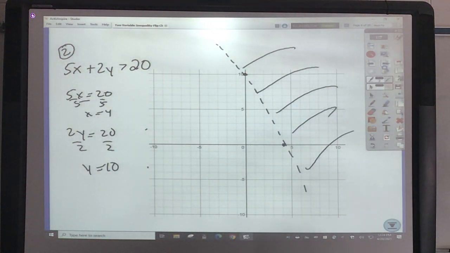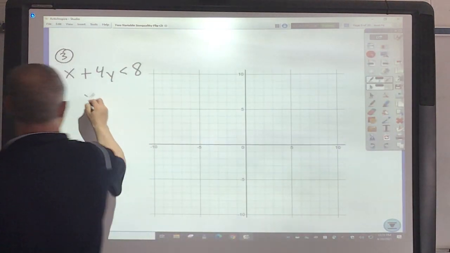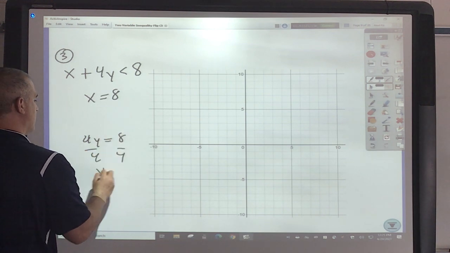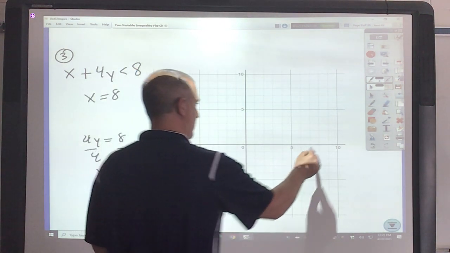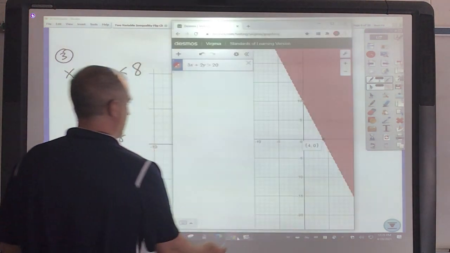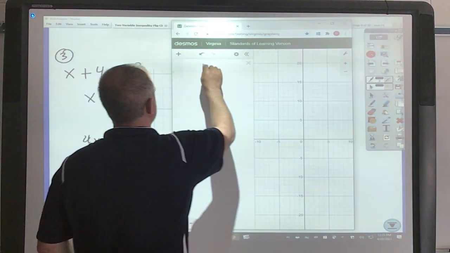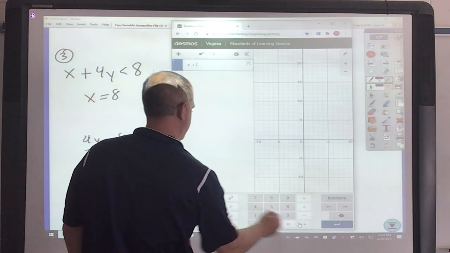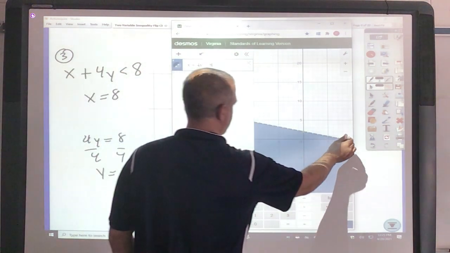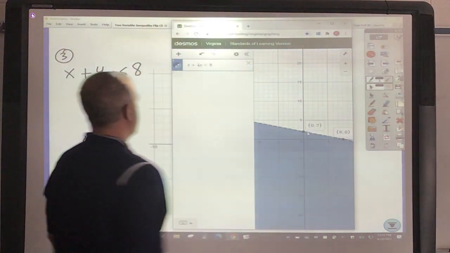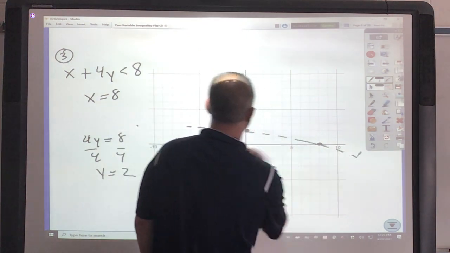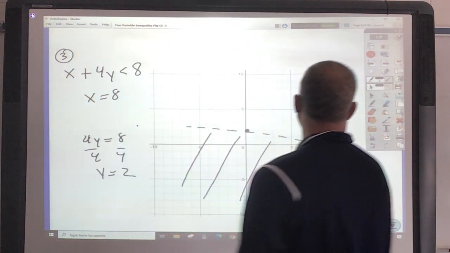Okay, all right, this one, I just got x equals 8. This one I would just divide by 2. I got y is 2. So I should have a point at 8. Should have put a point at 2. Okay, let's go ahead and confirm this. I should have a dashed line there too as well. Okay, so I got x plus 4y less than 8. Okay, so let's confirm that. I got an 8 and I got a 2. That's exactly what I thought I would have. This would be a dashed line. The shading is down below.